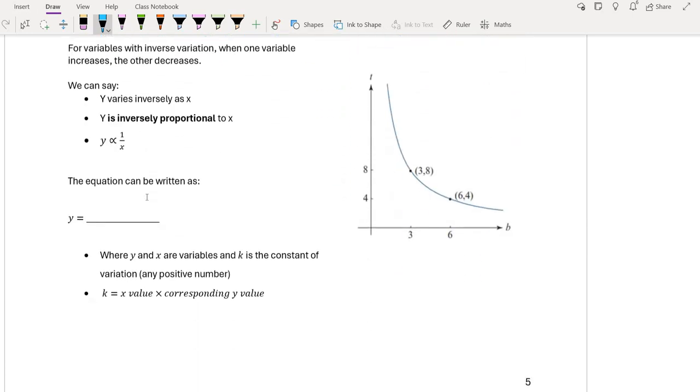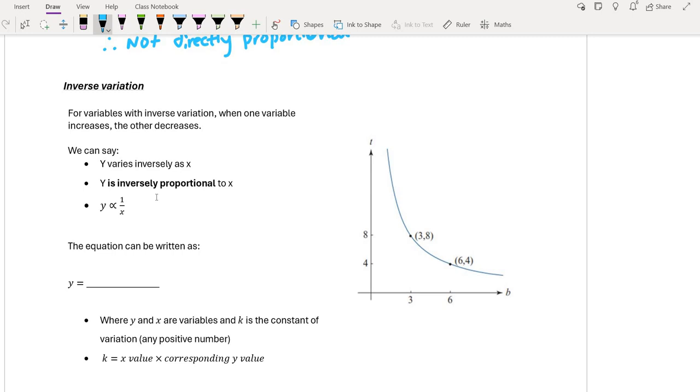The next bit we're looking at is inverse variation. Unlike the direct variation before, this time y will be inversely varying with x, meaning that it's going to follow this. So instead of y equals k times x, this time we have y equals k times 1 over x, and we call that inverse variation. Another way of writing this would be k over x. That would mean the same thing.